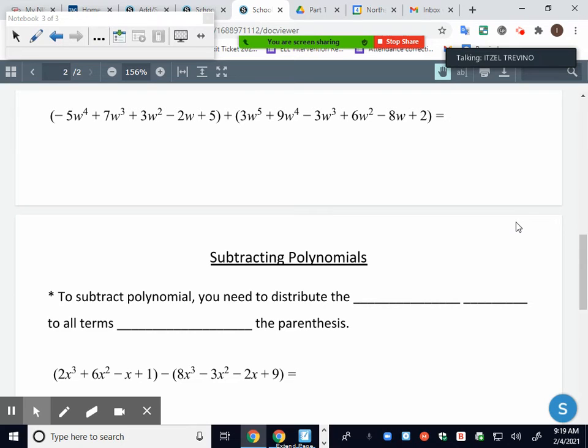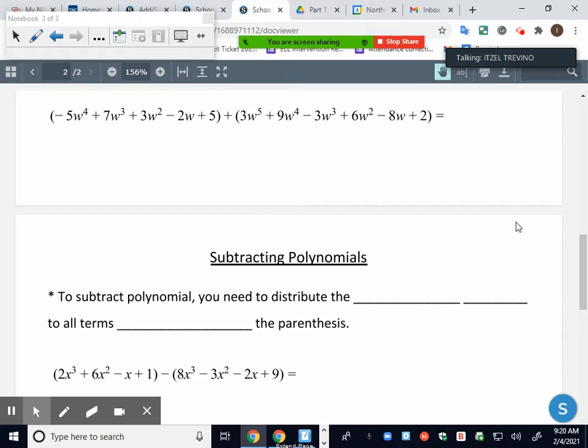Okay, so at the top I have minus 5w to the 4th power plus 7w cubed plus 3w squared minus 2w plus 5, and we're adding it together, 3w to the 5th power plus 9w to the 4th power minus 3w cubed plus 6w squared minus 8w plus 2. Okay? So if you want to line them up, you can. I'm just going to go ahead and start going.